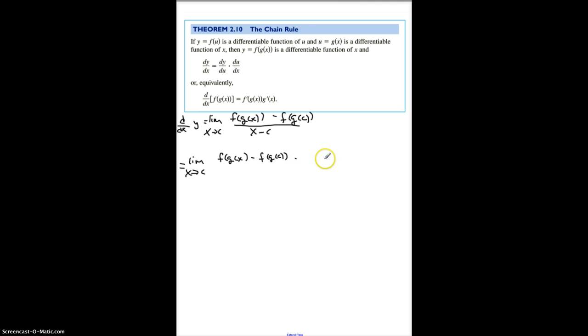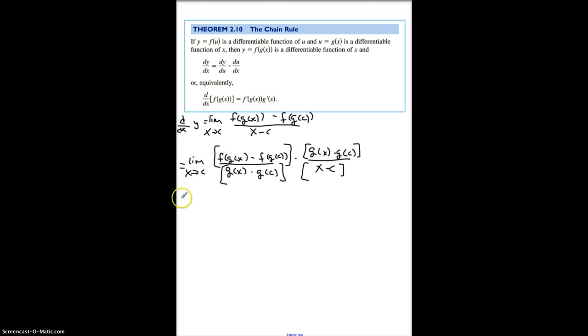I'm going to show you what I'm doing as I'm doing it because this is a little confusing. X minus c. Now I want to make this a derivative. So down here I need g of x minus g of c. Now in order to have that, I'm going to put brackets around these. What I do to the denominator, I have to do to the numerator. So this is g of x minus g of c. Do you see what I've done here?